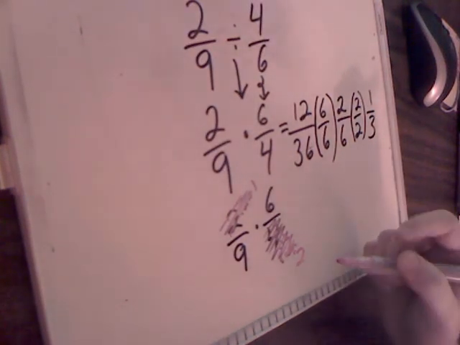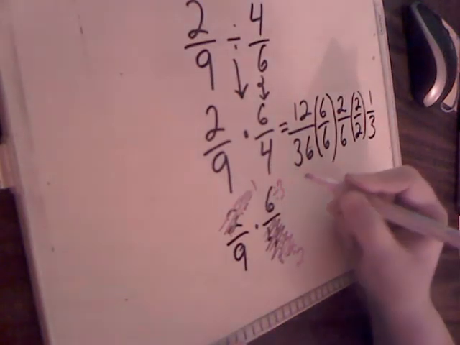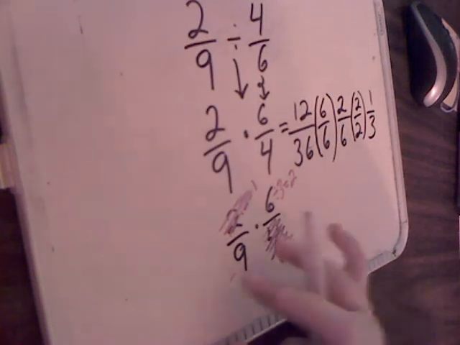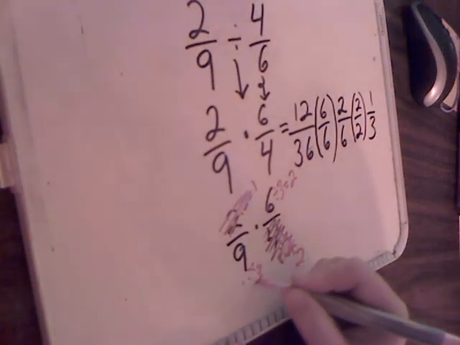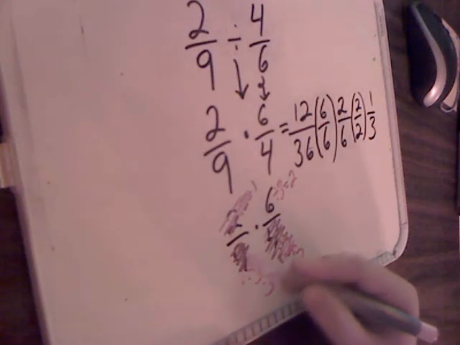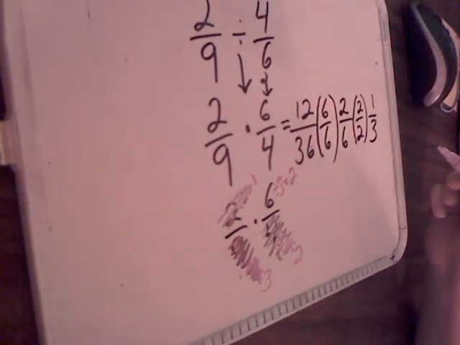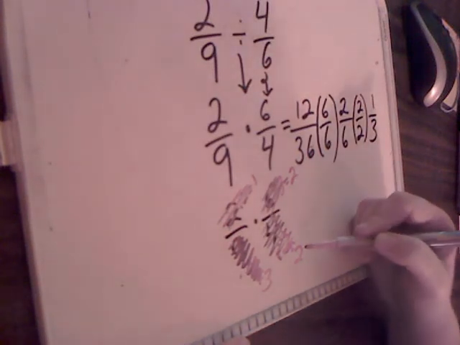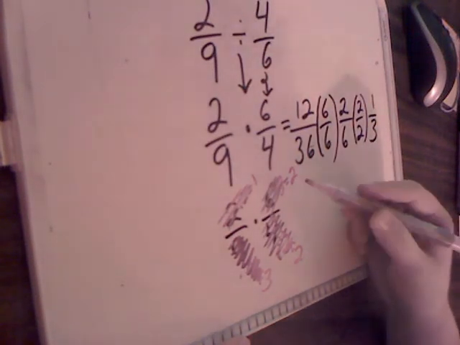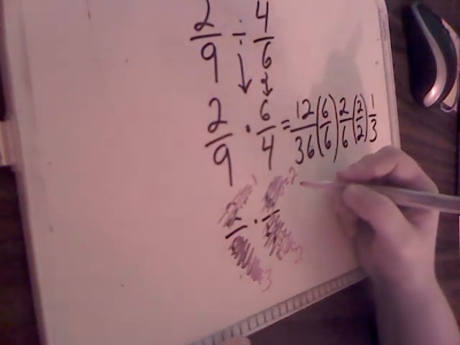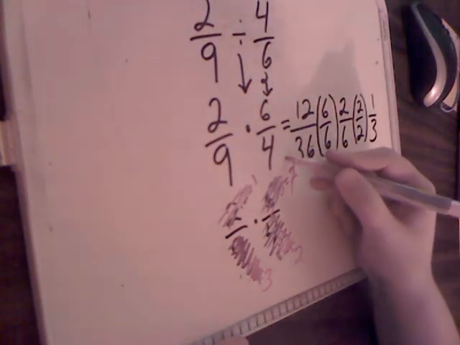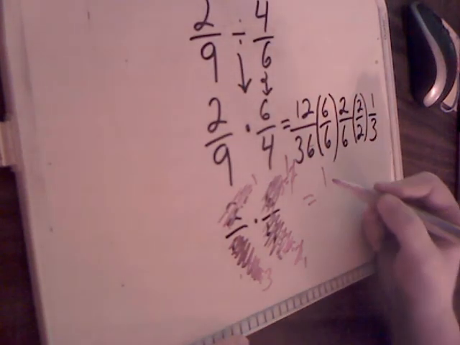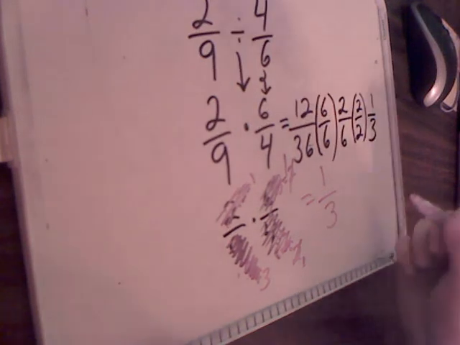9 and 6 also have a factor in common. That factor is 3. 6 divided by 3 is 2. 9 divided by 3 is 3. So there's something else out of the way. Now, if you're really paying attention, you'll see that there's a 2 here and a 2 here. When there's a 2 and a 2, we can divide both of those by 2, or we can just say we're left with 1. 1 times 1 is 1. 3 times 1 is 3.